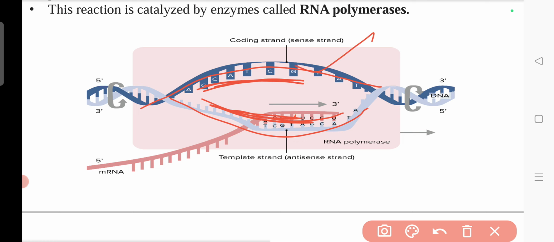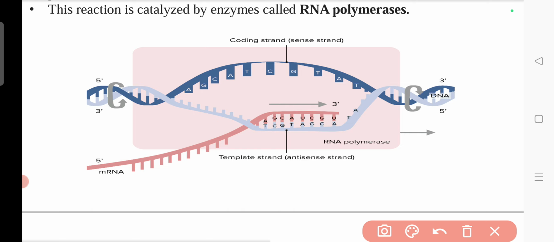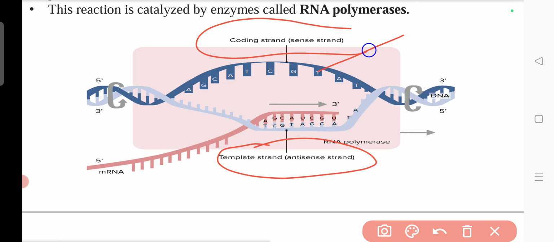But here only this one strand of the DNA molecule, which has 3' to 5' orientation and is shown in light blue color, is used as a template, the template strand for the synthesis of a new molecule of messenger RNA. That's why it is known as the template strand, and the opposite strand of the DNA is known as the coding strand or sense strand.